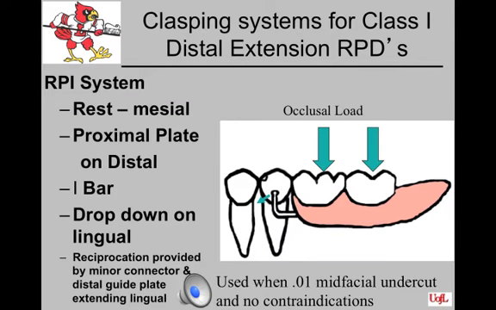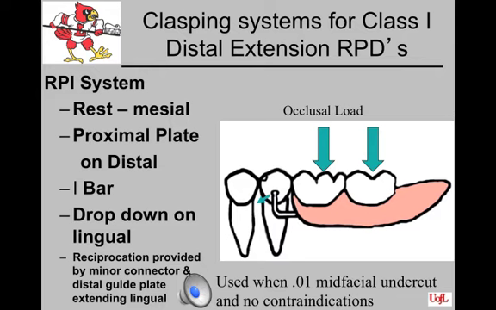The 4 components of the RPI clasping system are 1. Mesial rest, 2. Distal proximal plate, 3. The I-bar, and 4. You drop down on the lingual between the distal proximal plate and the mesial rest. Reciprocation is provided by the minor connector leading up to the rest and the distal guide plate extending lingually just past the contour of the tooth where it becomes a little smaller. The purpose of this is to trap the tooth from moving lingually when the retentive arm flexes into the undercut.